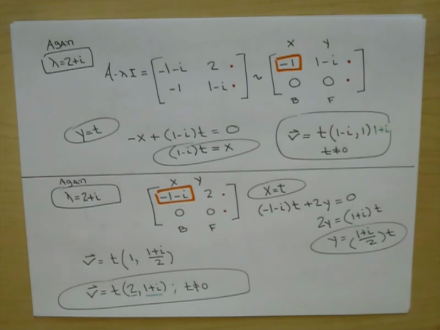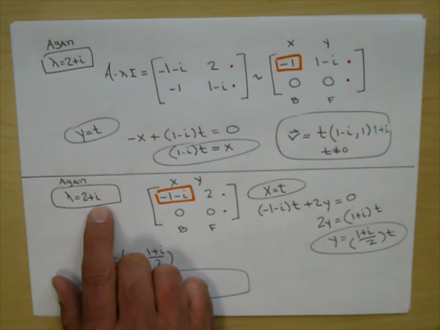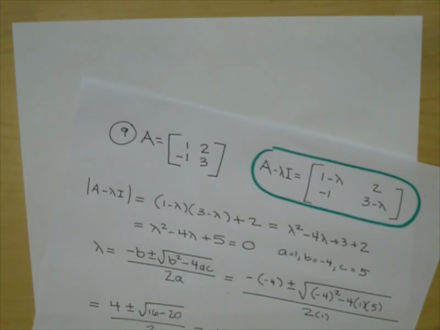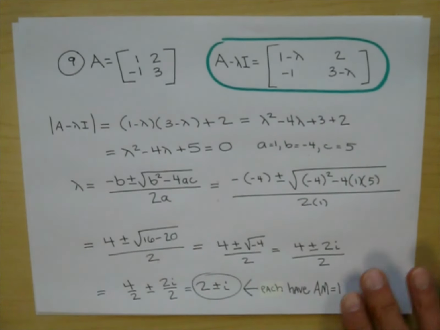Let's go ahead and do the rest of this problem. Because what is the rest of this problem? The rest of this problem is finding out, and we're not going to do this part 3 times, but when lambda is 2 minus i. Because remember, those were our eigenvalues: 2 plus i, 2 minus i. So let's see what 2 minus i is.